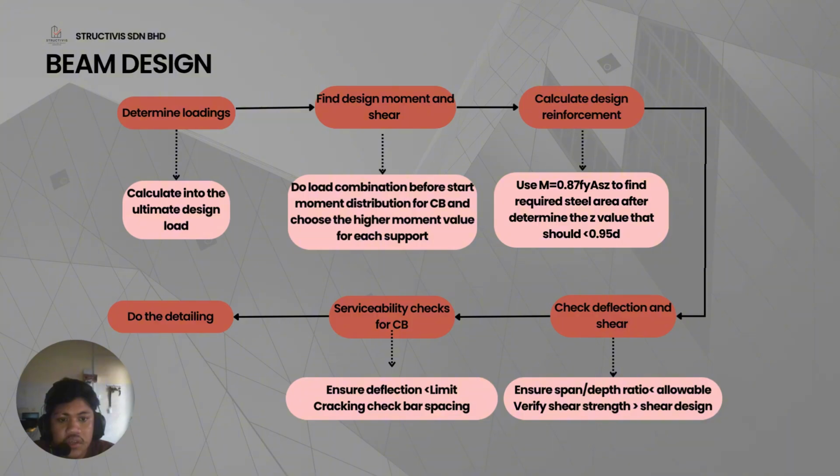We continue to check deflection and shear to ensure the span over depth ratio is allowable. After that, we verify the shear strength must be over the shear design. And then we do serviceability checks for the continuous beam to ensure the deflection is under the limit, and then we check the cracking for bar spacing. And lastly, we do detailing for both the continuous beam and the simply supported beam.